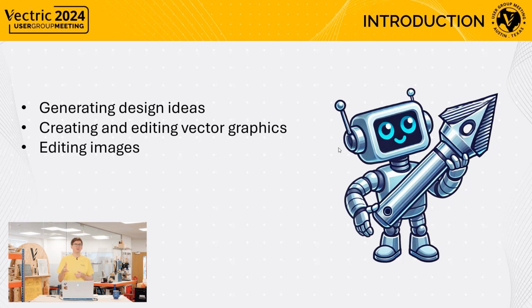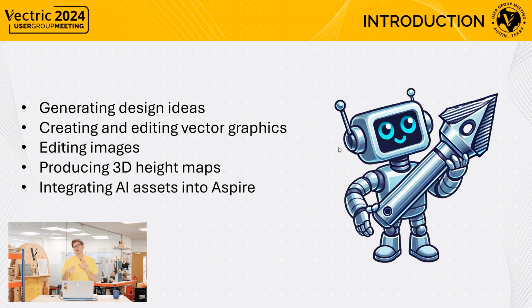Then we'll look at editing images, so specifically removing backgrounds, removing watermarks, artifacts, things like that. And then finally, we're going to move to producing height maps. So how can we use these image generators to generate height maps, and then how can we use those height maps within Aspire? So how can we take them and generate real usable 3D models?